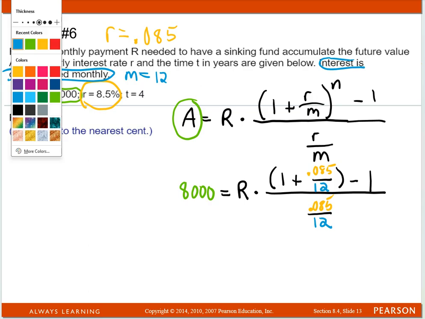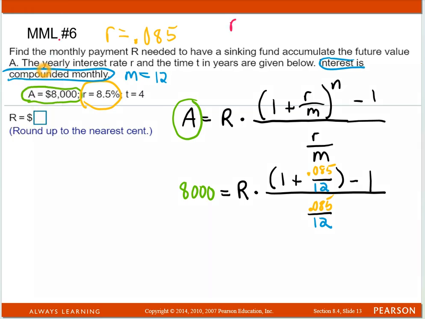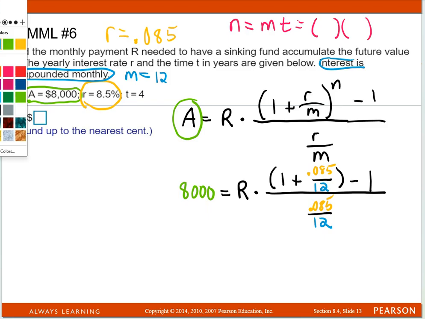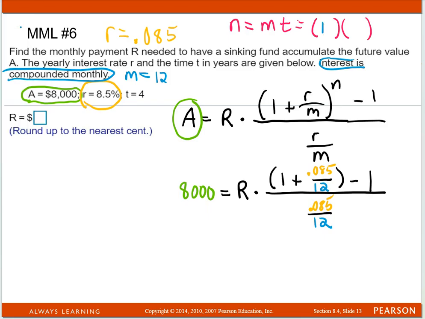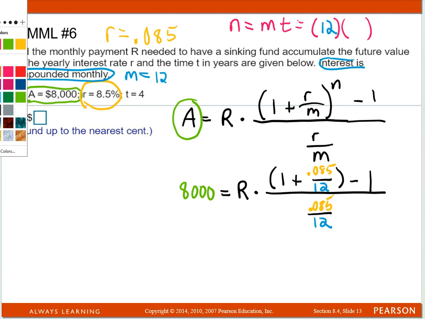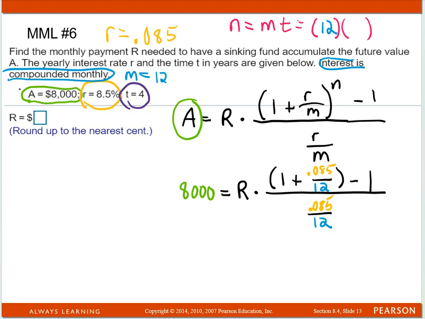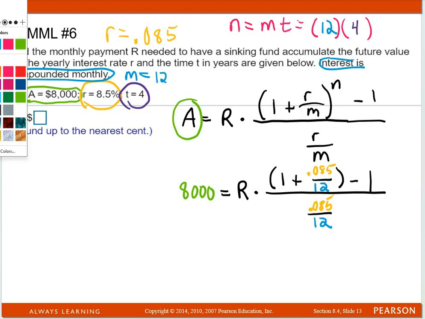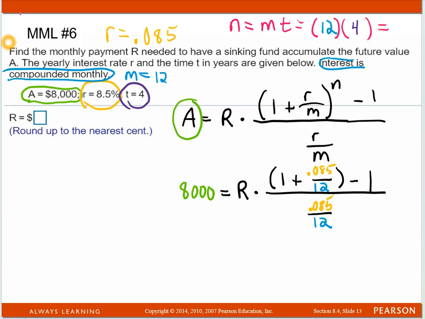And then I need to figure out what my N is. And remember, N is M times T. N is the number of times that they're going to recalculate the interest. So I have to multiply M times T together. Now M is the 12 and T is 4. So 12 times 4 is 48. And that's going to be the exponent right here.